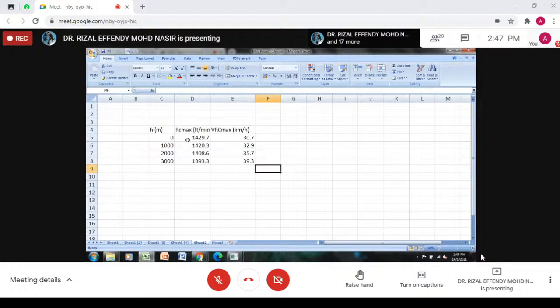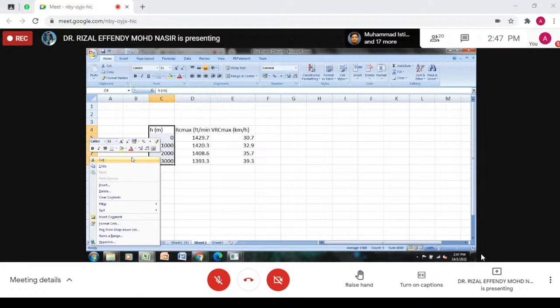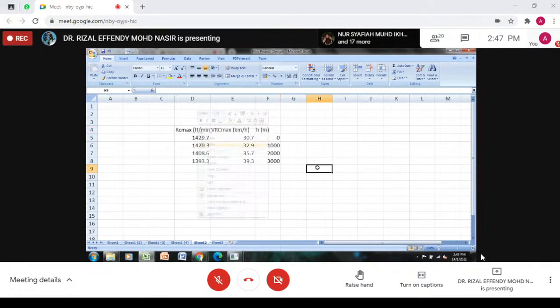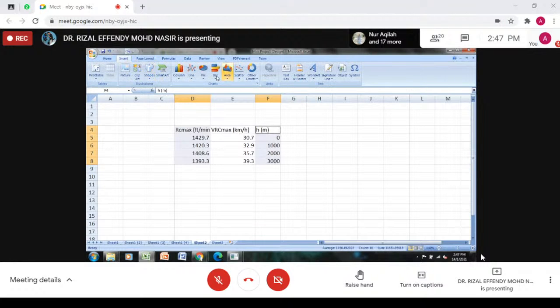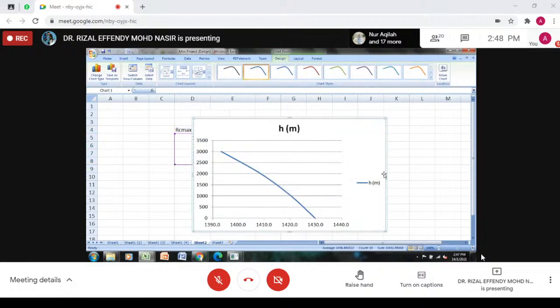Okay. Now, apa yang kita nak plot? Kita nak plot ni. Okay. Kita nak plot ni. So, the trick is that kita nak plot adalah terbalik. Sepatutnya kita duduk sebelah sini. Just move it here. Okay. So, yang saya nak plot adalah ini. There you go.